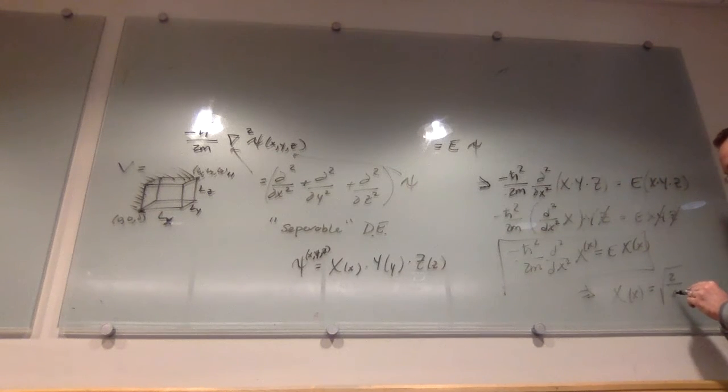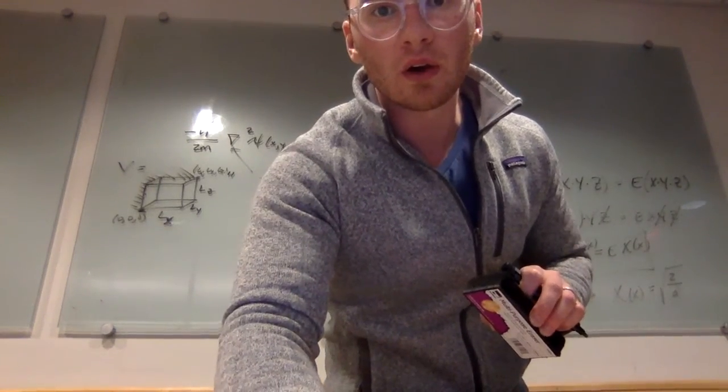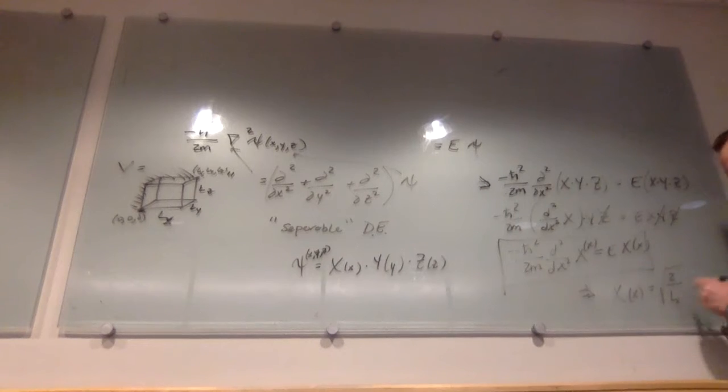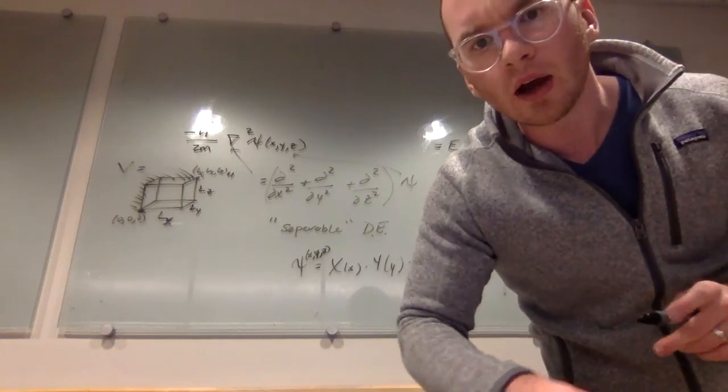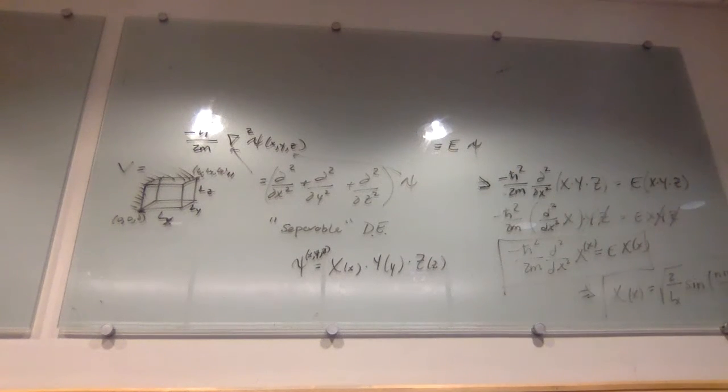radical 2 over Lx. I'm going to write it first and I'll explain. Sine n pi x over Lx. I believe that's, yeah. Something like this. Yes. Understand why these markers work. Okay.